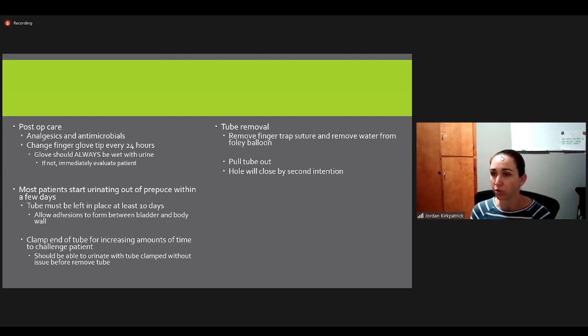If you pull the tube too soon and the bladder is not fully adhered to the body wall, then it can fall away when you pull the tube out, and now they're urinating into their abdomen.